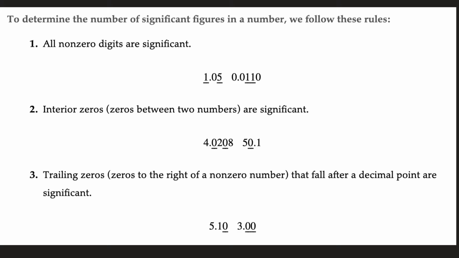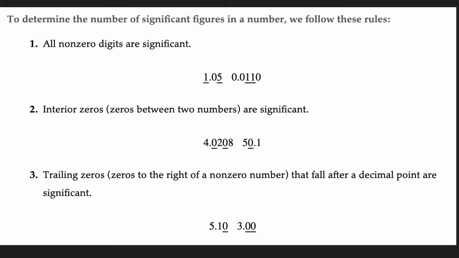So in this example here, the 0 is between the 4 and the 2, so that 0 is actually part of the measurement. There's a 0 between the 2 and the 8. That is also significant. And then in this other number, 50.1, the 0 is between the 5 and the 1, and so that is also a significant digit. Right? It's actually part of the measurement.